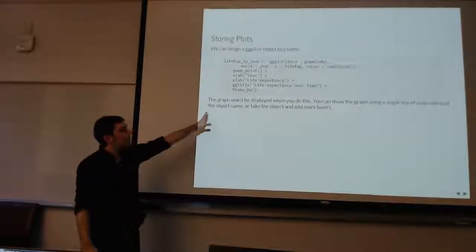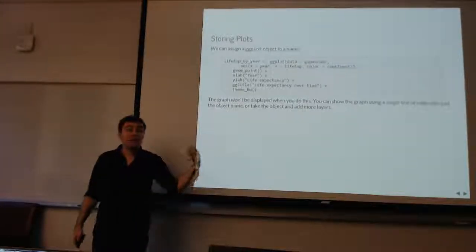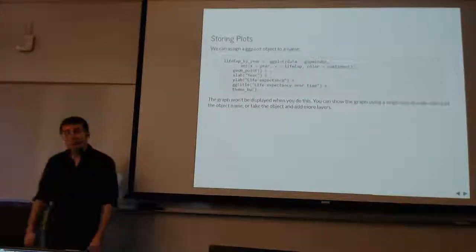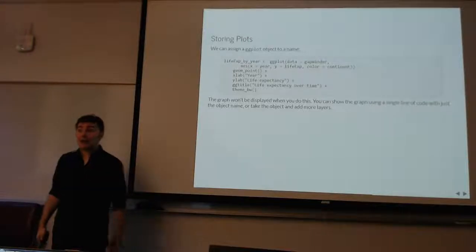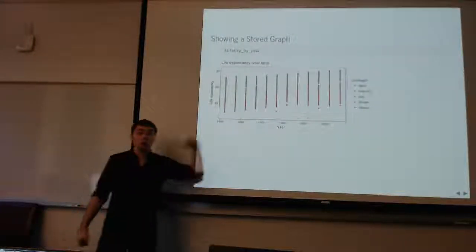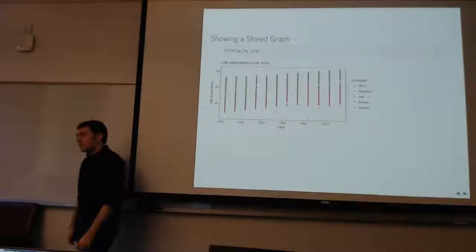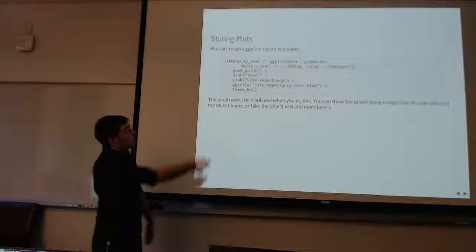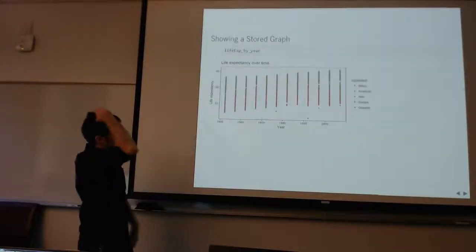If you do that, it doesn't display it immediately because you've saved the object rather than printing it to output, right? But that means now if you want to draw that graph later, you call on it just by saying life expectancy by year and it will draw the plot. This is the plot I created in that previous one. So you can see all the elements of it that I've done here. Everything's represented here.